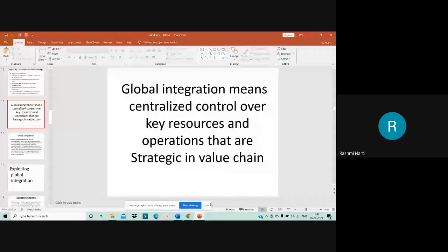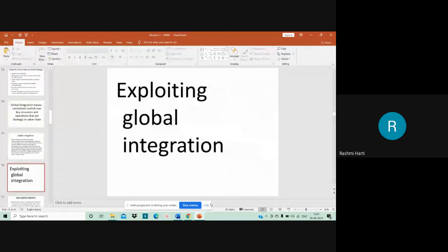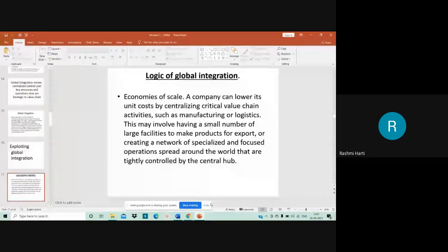Your business is set in the entire world, but still the control of key resources and key operations, which are very important in the strategic value chain, is globally integrated, centralized and controlled by the headquarters. That is what global integration means, right? So the next one is exploiting global integration, in which we have seen the logic of global integration, right?